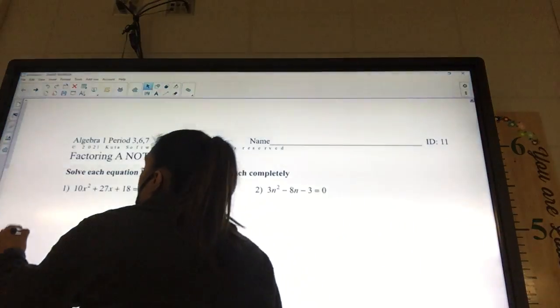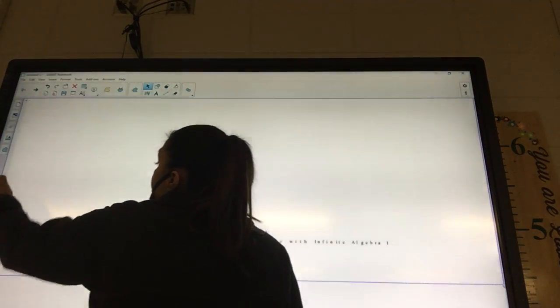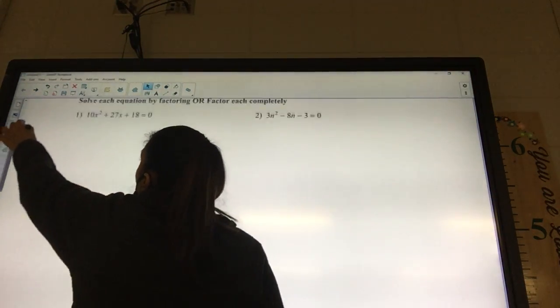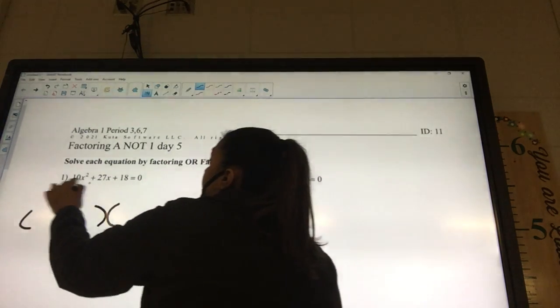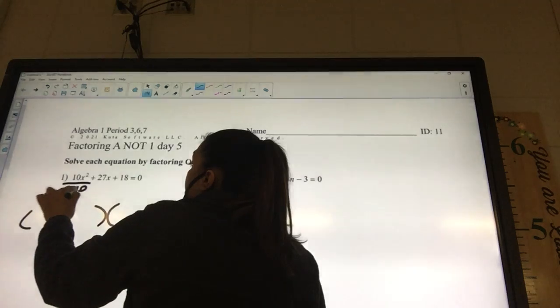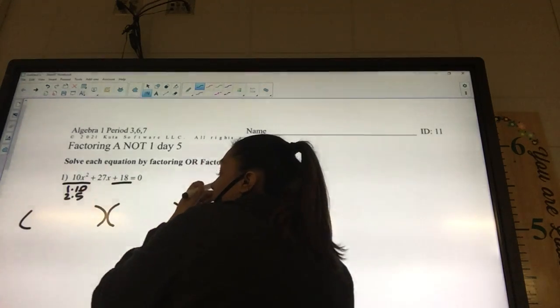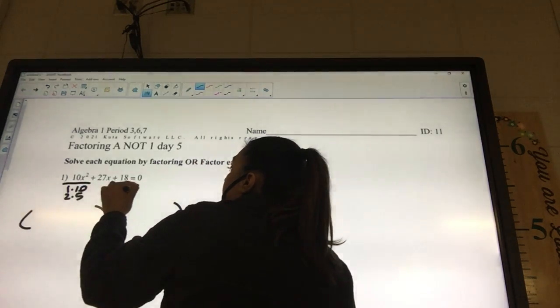What are the factors of the first number? 1 and 10, and this is one where you have multiple options. So 1 and 10, or 2 and 5. What about 18? 1 and 18, and 2 and 9.